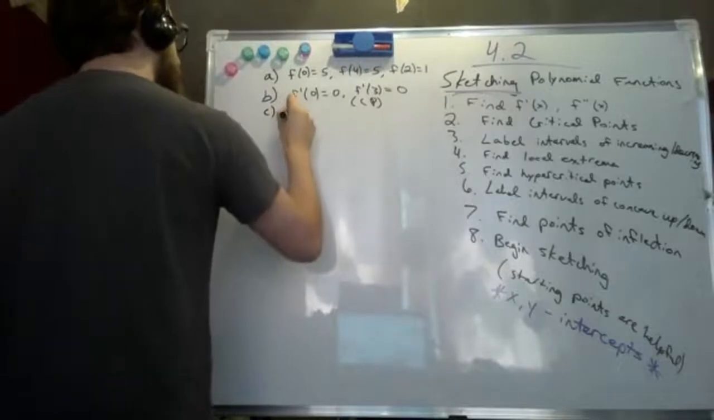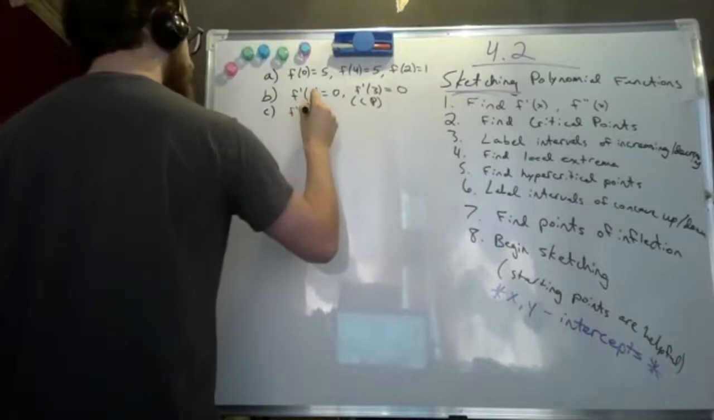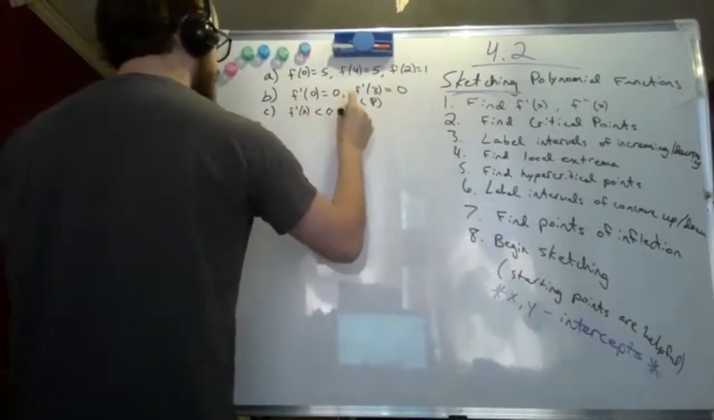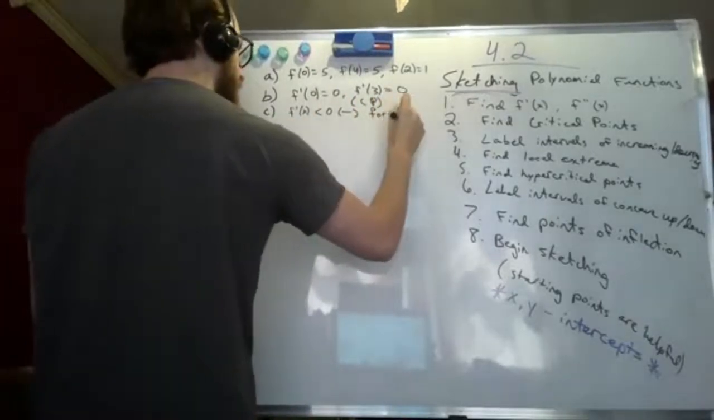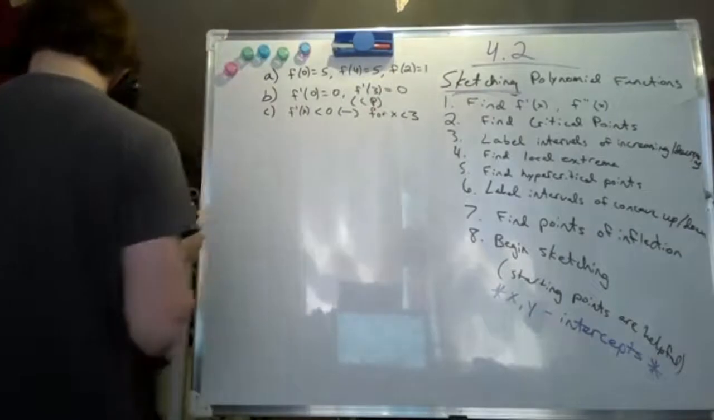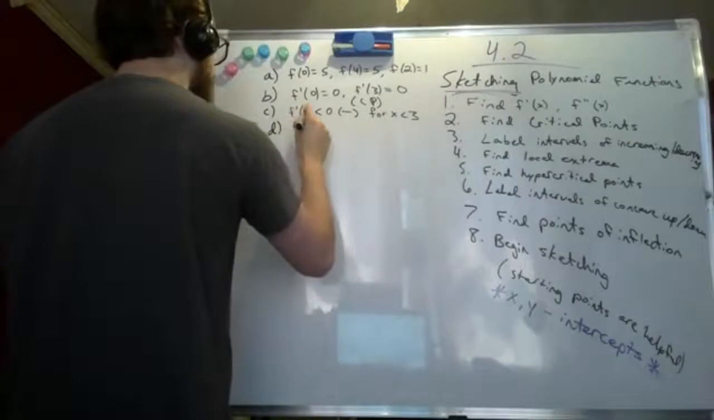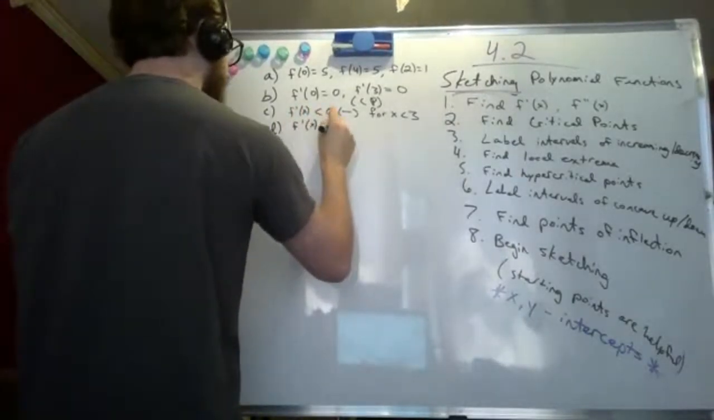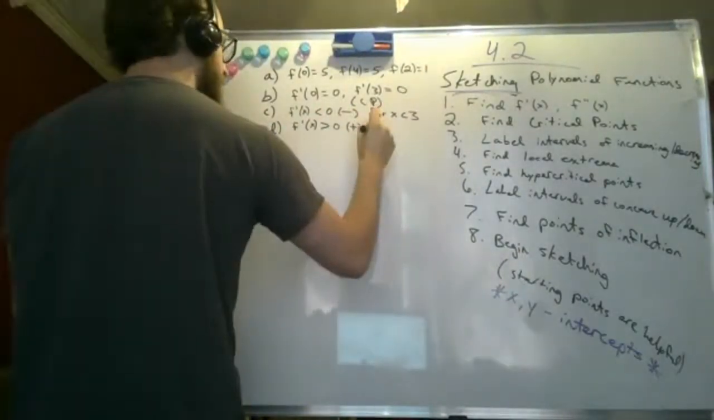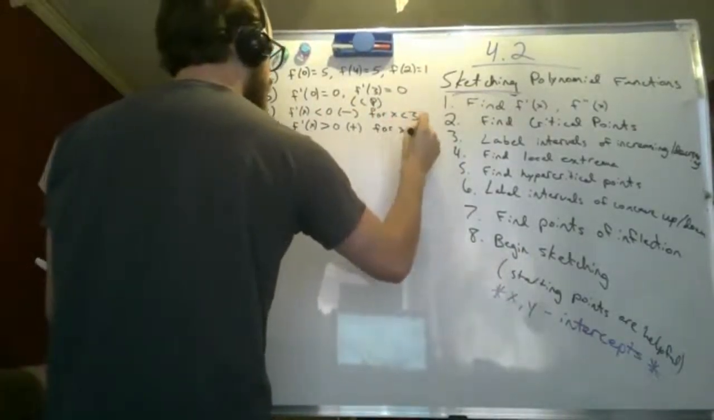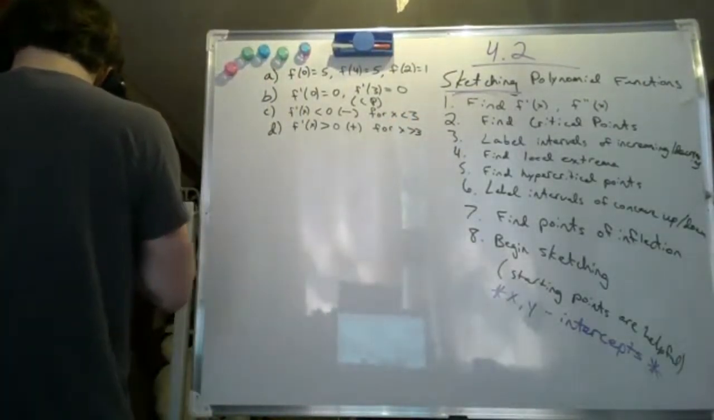C, they tell us f prime of x is less than 0, so it's decreasing for x less than 3. Okay, so far so good. D, we're told f prime of x is positive, so it's increasing for x greater than 3. Okay, that's nice to know. What else do we have?